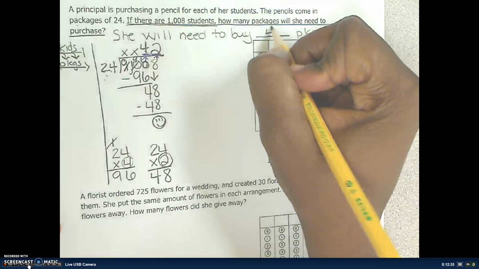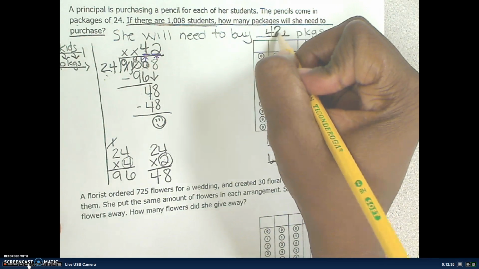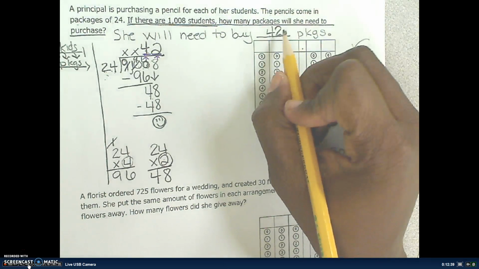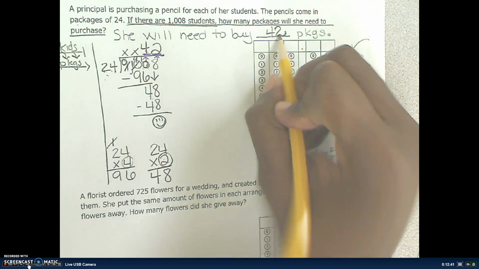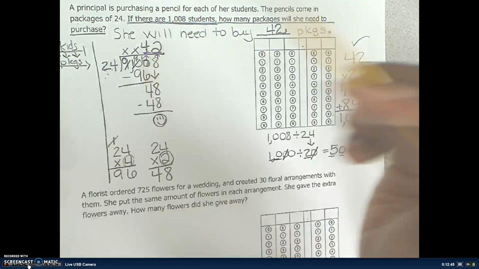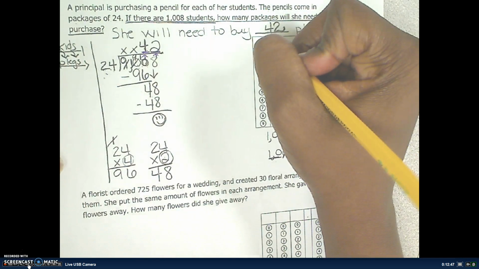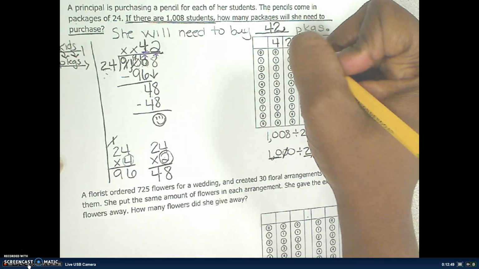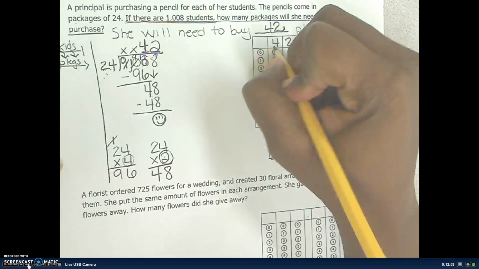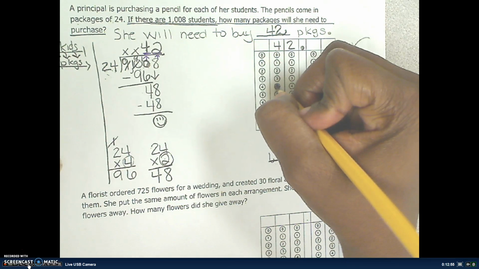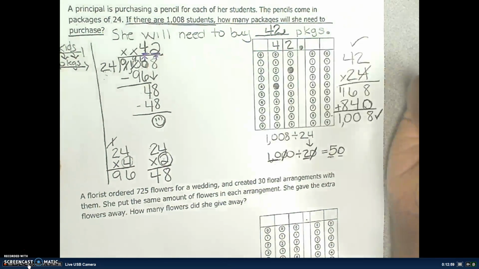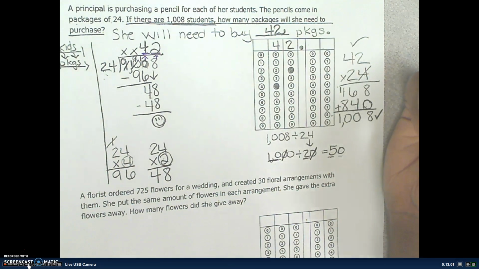So my answer is correct. 42. And my answer sounds reasonable. If I buy 42 packages of pencils that have 24 in each package, then I will have enough pencils for 1,008 students. I make sure I put it in the right place. Here's my decimal point. So this is my ones, that's my tens, and I just bubble it in. If you want to put zeros here, you can, but you don't necessarily have to.